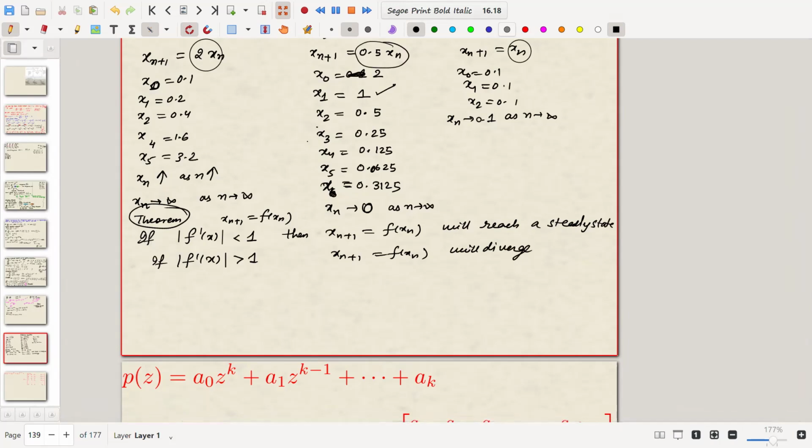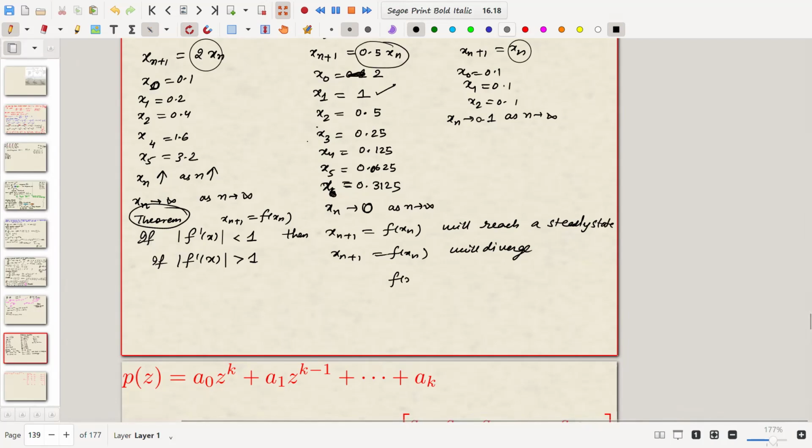Can you see that it is making the stretch? When the derivative is 2, the absolute value of f'(x) is greater than 1, so it is diverging. If the absolute value of f'(x) is less than 1, which is the second case, you see it is reaching a steady state. Okay, fine.